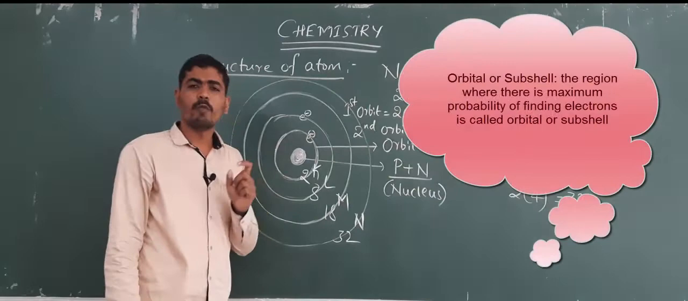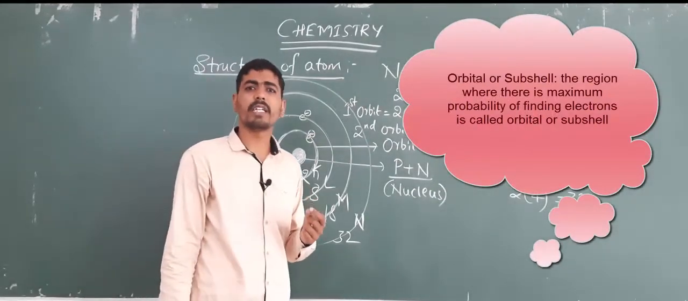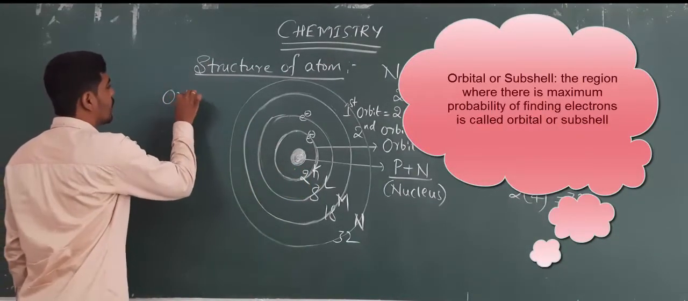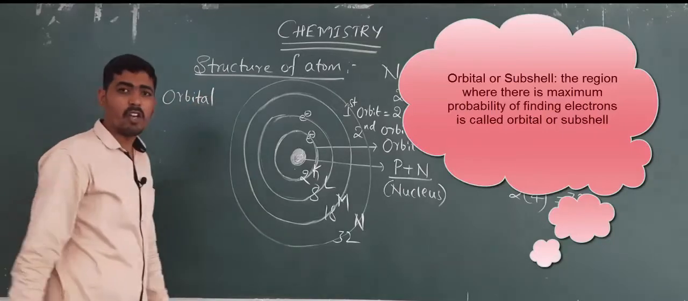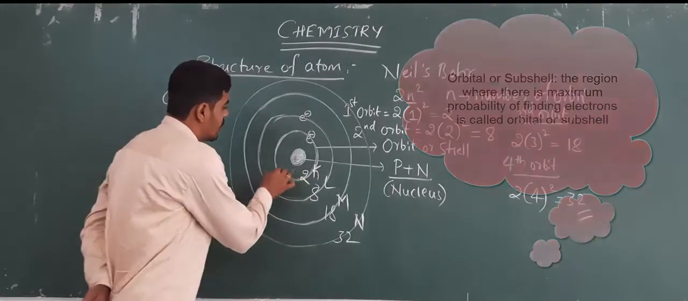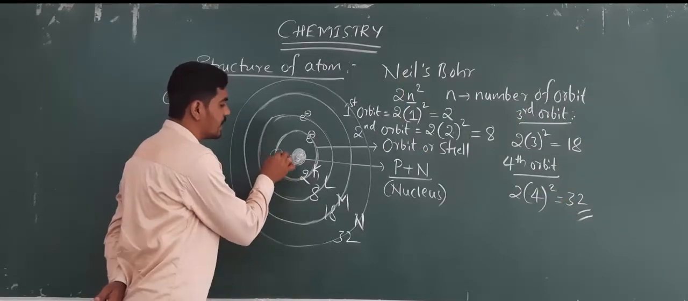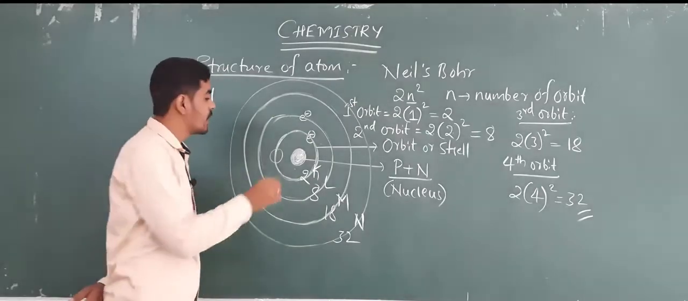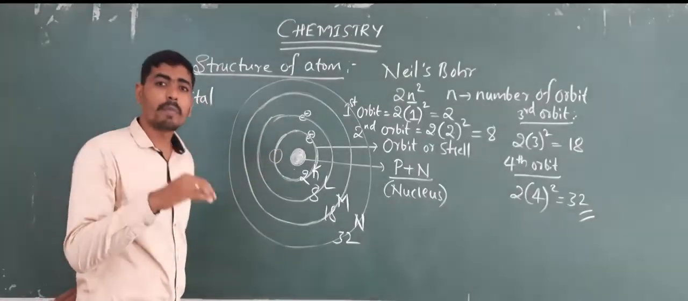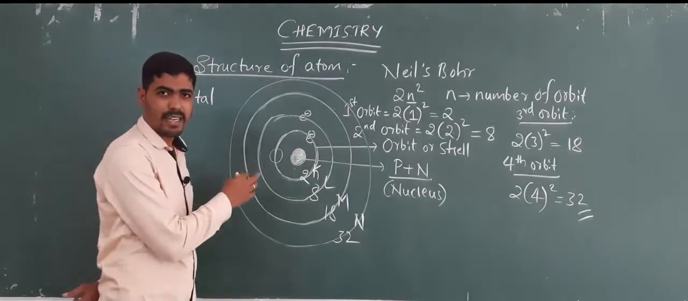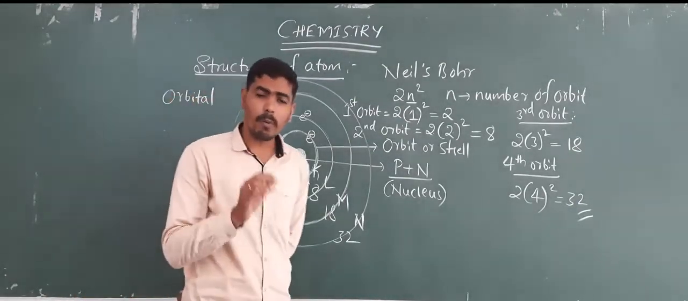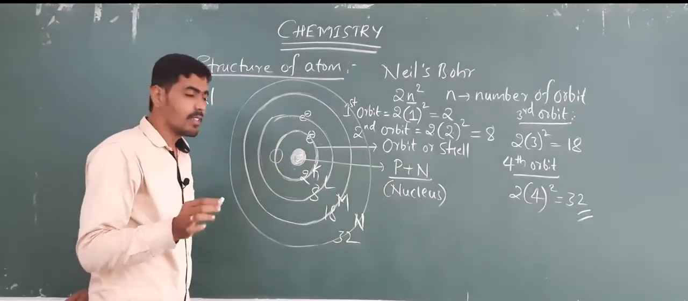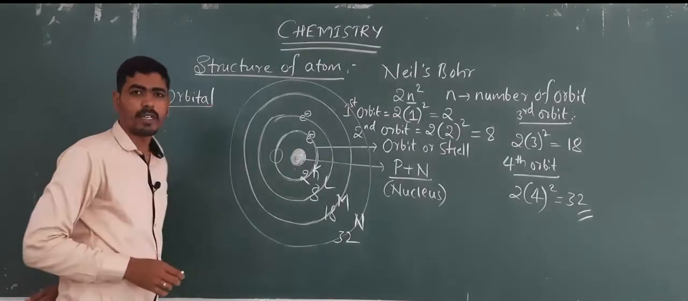The region where we have maximum probability of finding the electrons is said to be an orbital. Okay, it is named as orbital. It means the electrons may be present in this region most probably, or in any other region. So the region where there is more probability of finding the electrons, not exactly, but more probability, is said to be an orbital.